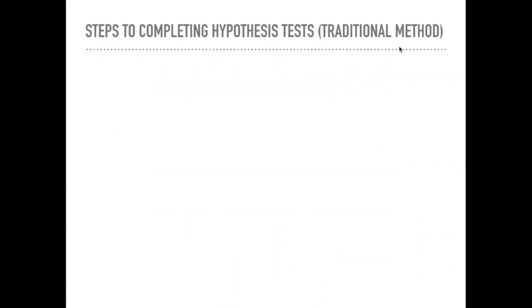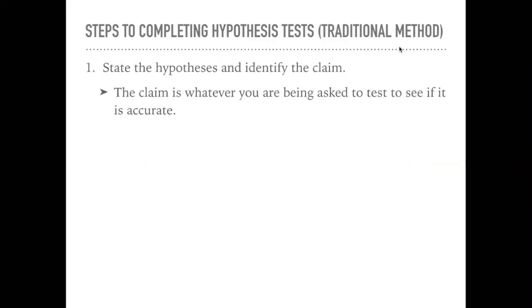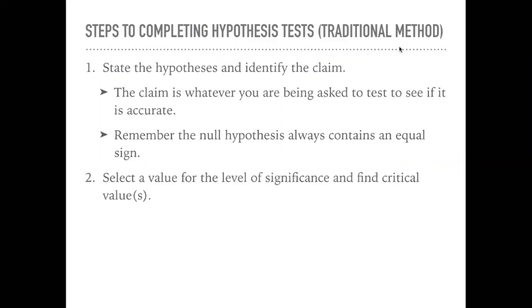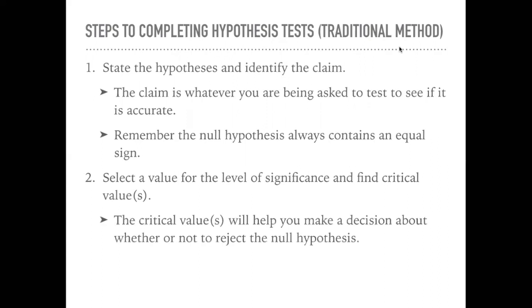Now, we have 5 basic steps for completing the actual hypothesis test. As you go through your homework, you're going to see that I have it broken down into these 5 different steps. The first step is stating your hypothesis and identifying your claim. Your claim is whatever you're being asked to test to see if it's accurate. And remember, your null hypothesis should always contain an equal sign. Second, you select your level of significance and find that critical value, which is based on the distribution that you are using. Your critical value is what's going to help you determine whether you reject or do not reject the null hypothesis based on a test value that you calculate in step 3.